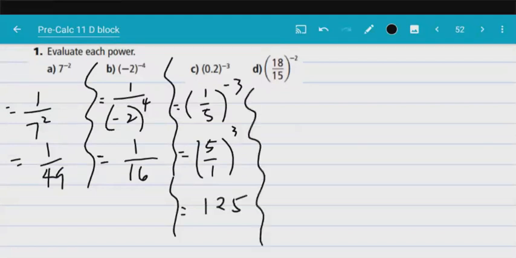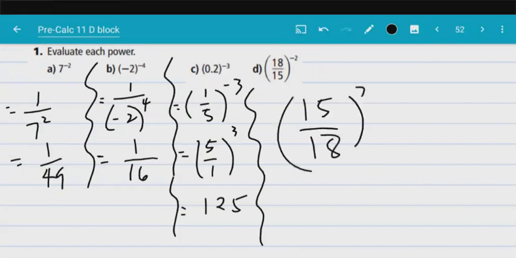All right, and the last one, if you have this, flip it over, 15 over 18, and then square it to 225 over 324. Now guys, you will notice that the answer is 6.